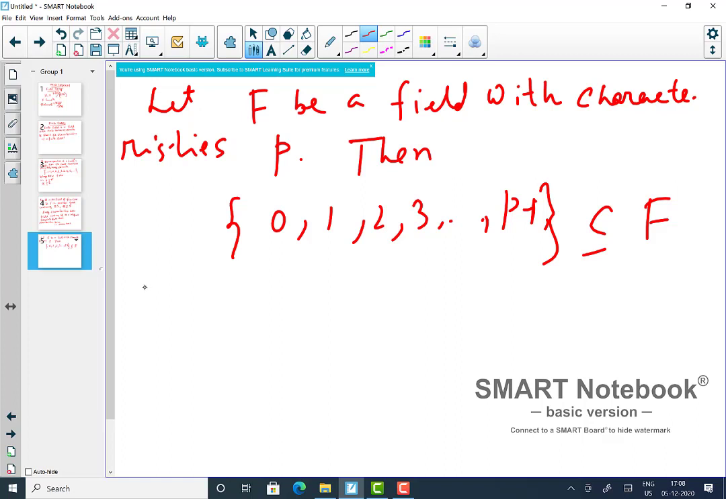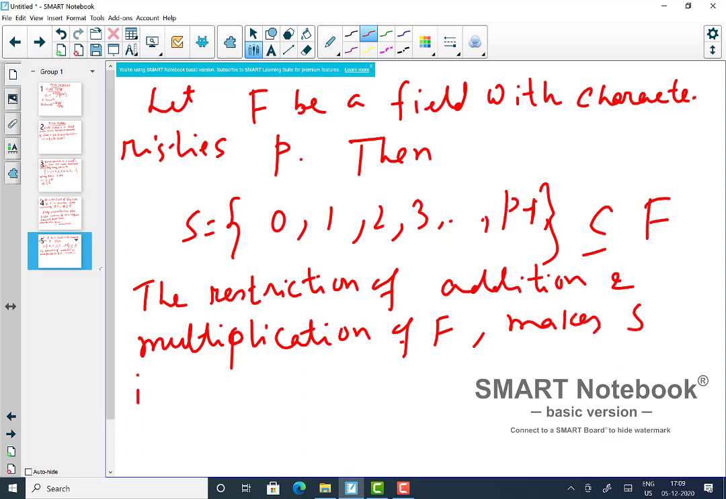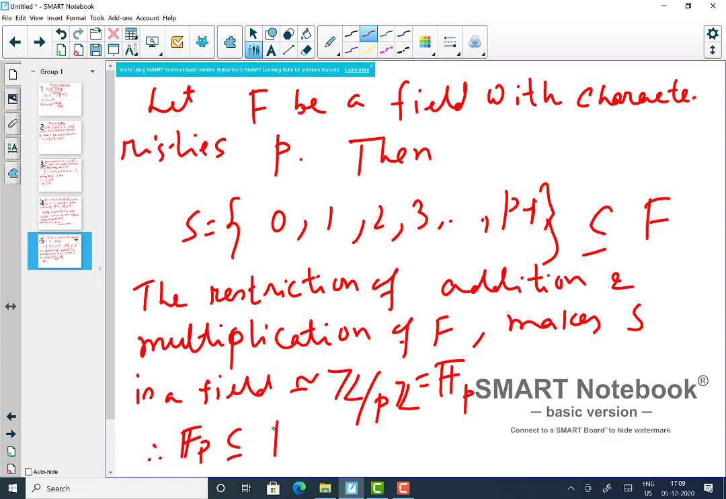And not only that, you can take the restriction of addition and multiplication of F. So let me write down this set S. This S is a field isomorphic to Z mod P Z, which is also the finite field with P many elements. Okay, so let me write down this symbol: F_P means finite field with P many elements. So what does that mean? That means F_P is sitting inside F. So if you have a field with characteristic P, then F_P is always sitting inside F, right?